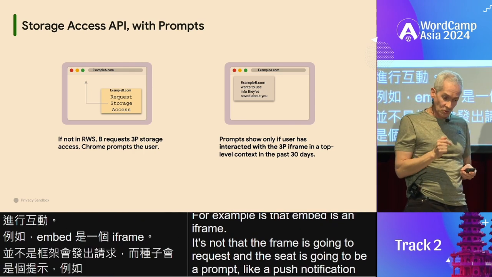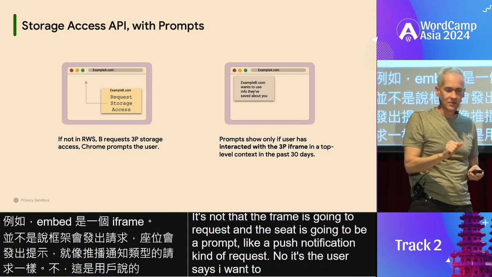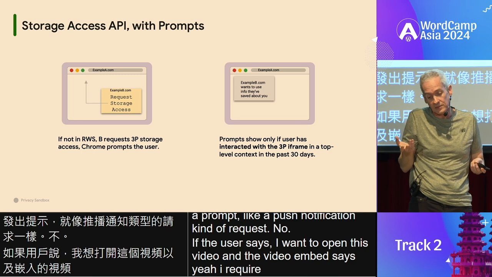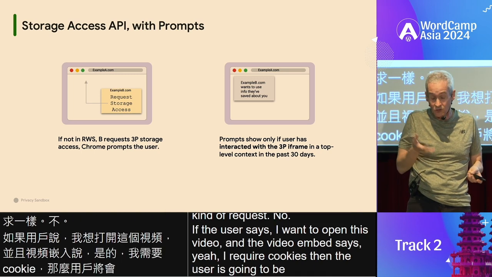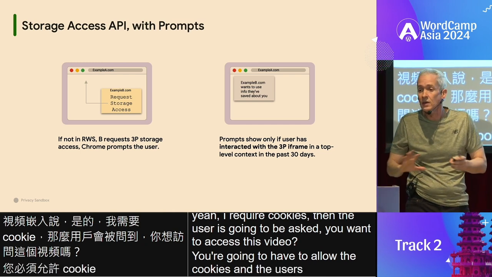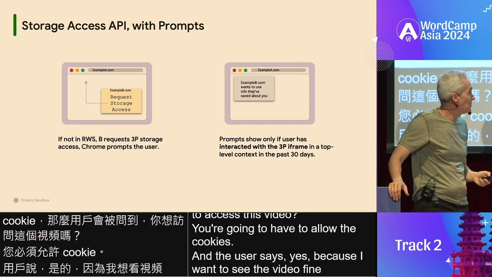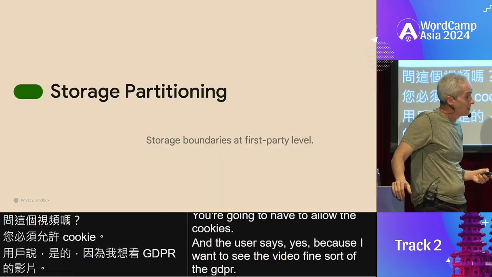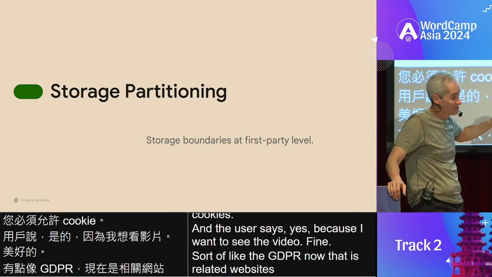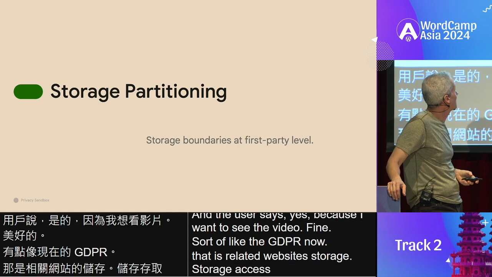No. If the user says, I want to open this video, and the video embed says, yeah, I require cookies, then the user is going to be asked, you want to access this video, you're going to have to allow the cookies. And the user says, yes, because I want to see the video. Fine. Sort of like GDPR. Now, that is related website sets, storage partition, storage access API, and storage access API with prompts.